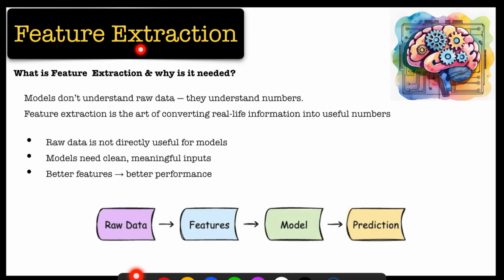Let's talk about feature extraction. So, what is feature extraction and why is it needed? Models don't understand raw data, they just understand numbers. So, feature extraction is the art of converting our real life information into useful numbers. Raw data is not directly useful for our models. Models need clean, meaningful inputs, and the better the features, the better the performance of the model.